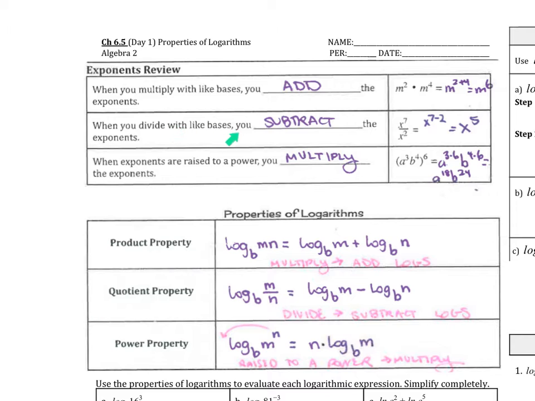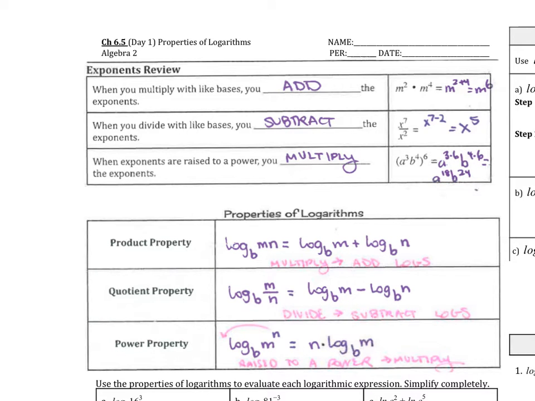When you divide with like bases, you can subtract the exponents. We have x to the 7 over x squared. You could subtract and you get x to the 5th. And when exponents are raised to a power, you multiply the exponents. We have a to the 3rd, b to the 4th, and it's all raised to the 6th power. So you distribute and you multiply that 6 to each exponent. So therefore you get a to the 18th and b to the 24th.